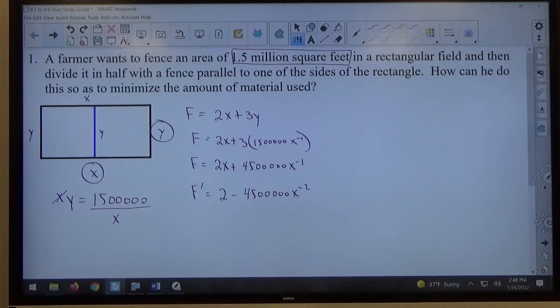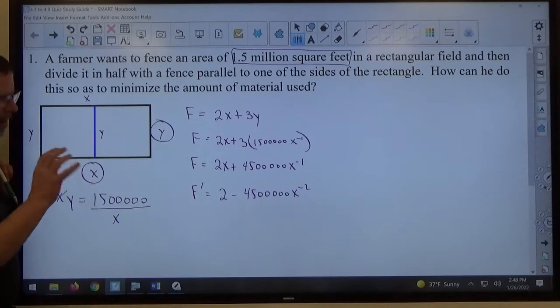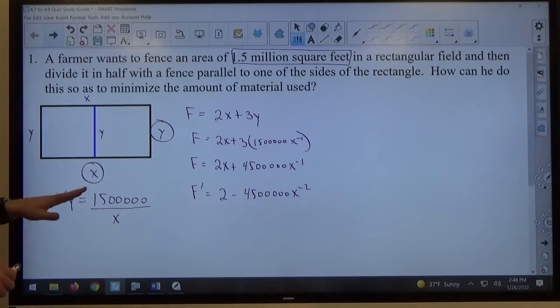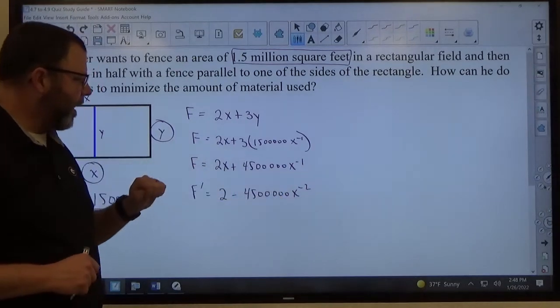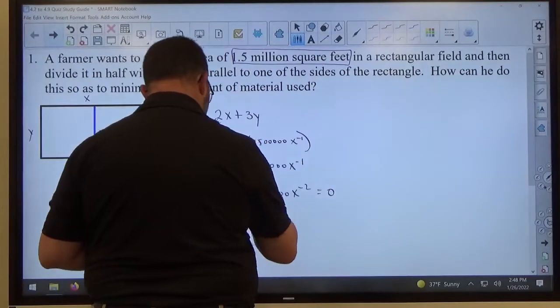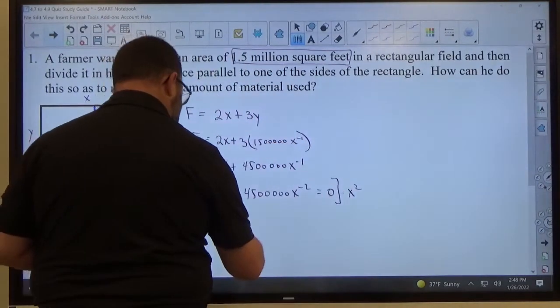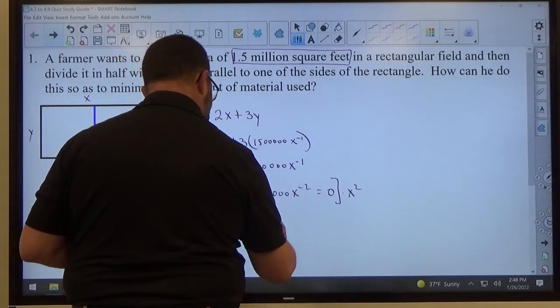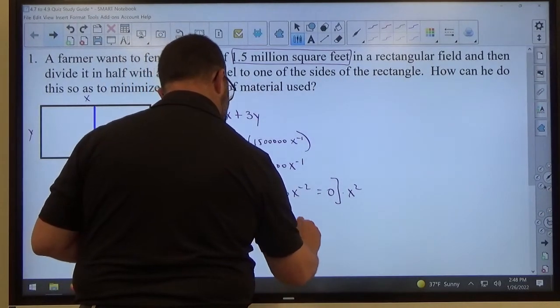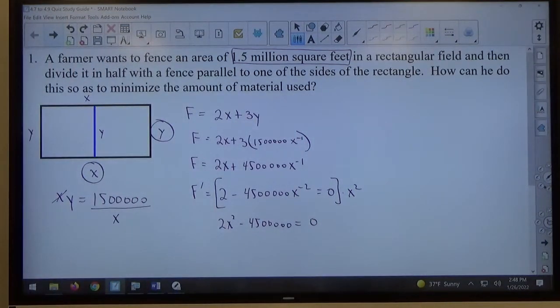So there are intervals here. x has to be greater than 0, y has to be greater than 0. So it's kind of an interval there. But the fact that neither one can equal 0 means I can legally multiply this by x squared when I have this equal to 0. So I'm going to multiply by x squared here. That gets me 2x squared minus 4,500,000 equals 0. And if the derivative equals 0, that's critical numbers.